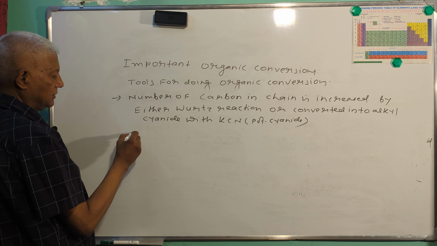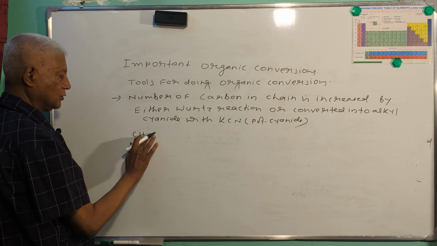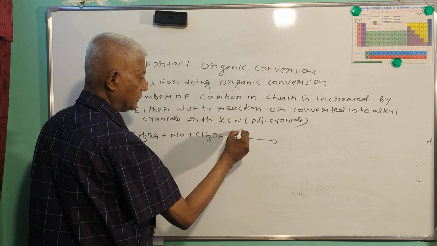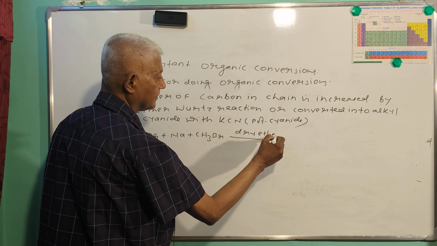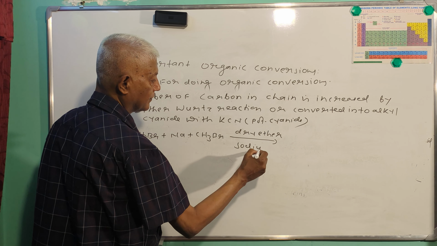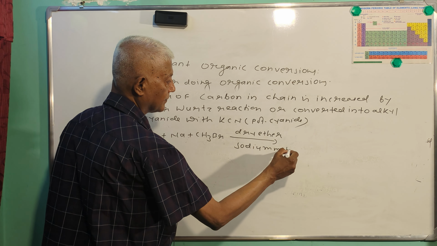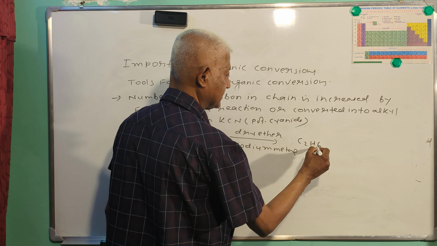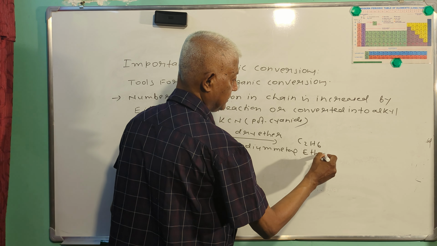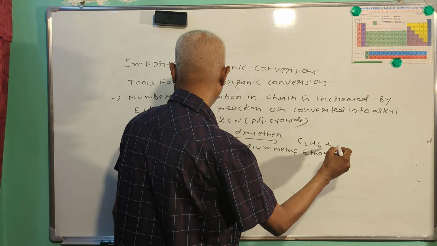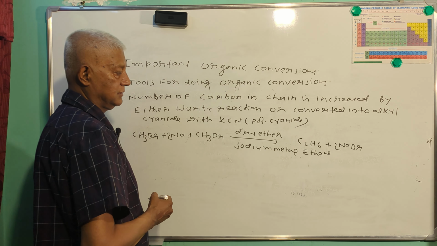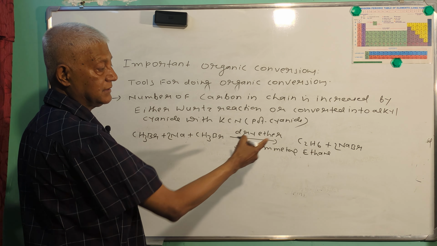So what do you say? Suppose CH3Br, Wurtz reaction, sodium, dry ether, sodium metal. So what do you get? 2Na. So we get C2H6, that is ethane, plus the side product is NaBr. Yes, so that is in this case the first carbon, but in this case what is it?